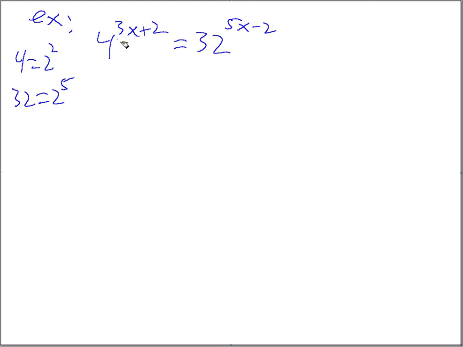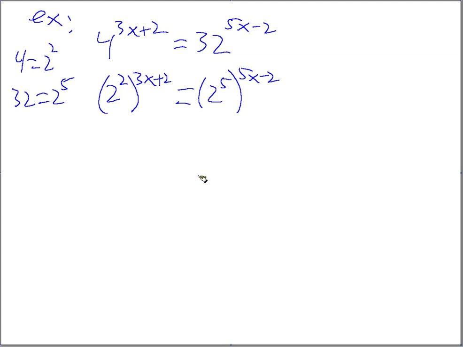So let's replace the 4 with 2 squared. In other words, let's rewrite the left-hand side as 2 squared. Got to put parentheses there because you're taking that, that's basically 4, right? We're taking that to the 3x plus 2. So that'd be in parentheses there, power to that power, right? All right, so what's 32 again? 2 to the 5th. So parentheses 2 to the 5th to the 5x minus 2.